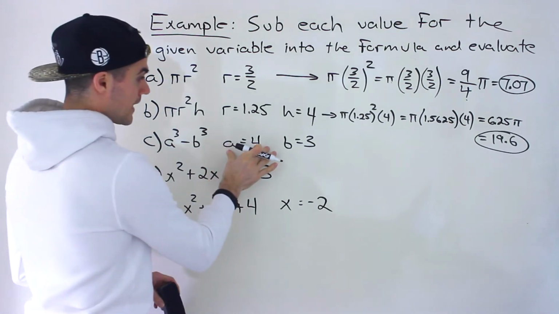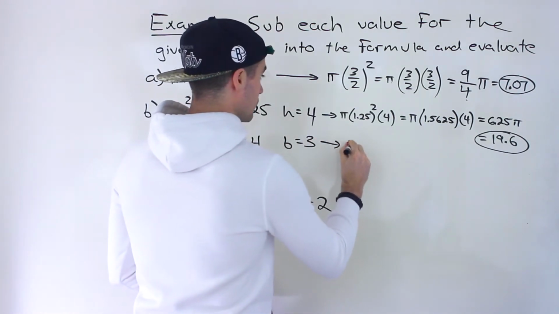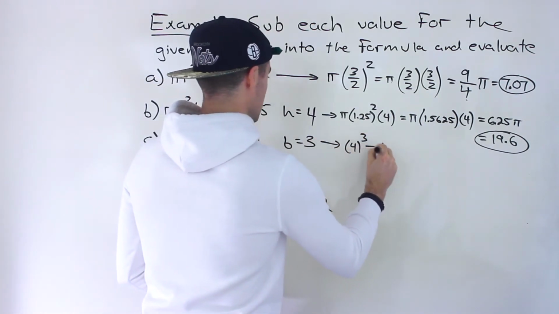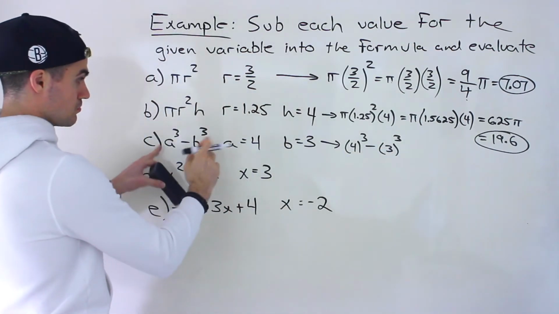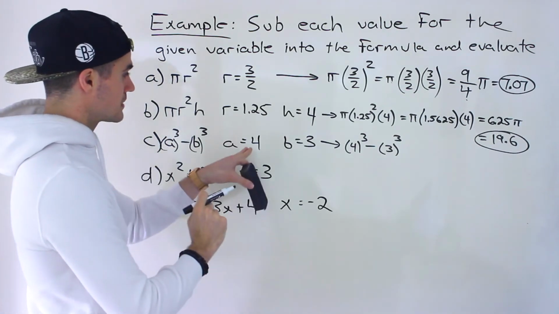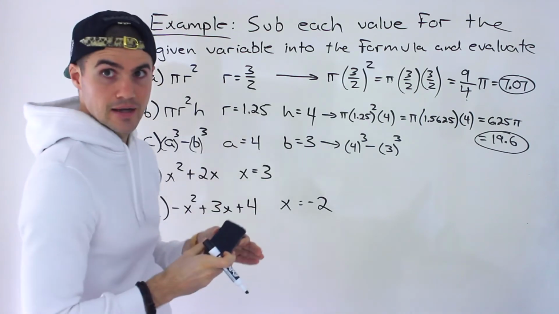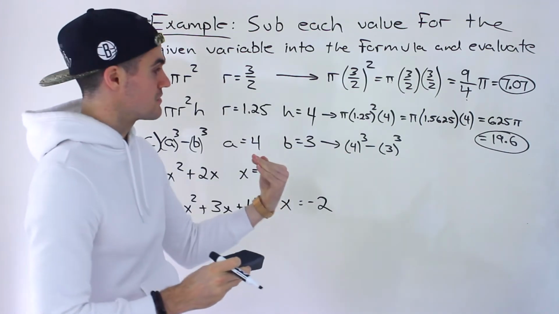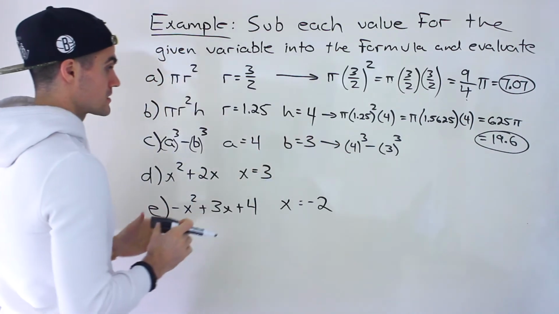And we're told that a is 4, b is 3. So over here we'd have 4 to the power 3 minus 3 to the power 3. Be careful with your brackets. Make sure you put brackets here. Here it's not as critical because this is positive and this is positive, but if those were negative, then it is critical, as we've seen in previous videos, to put that negative base in brackets.